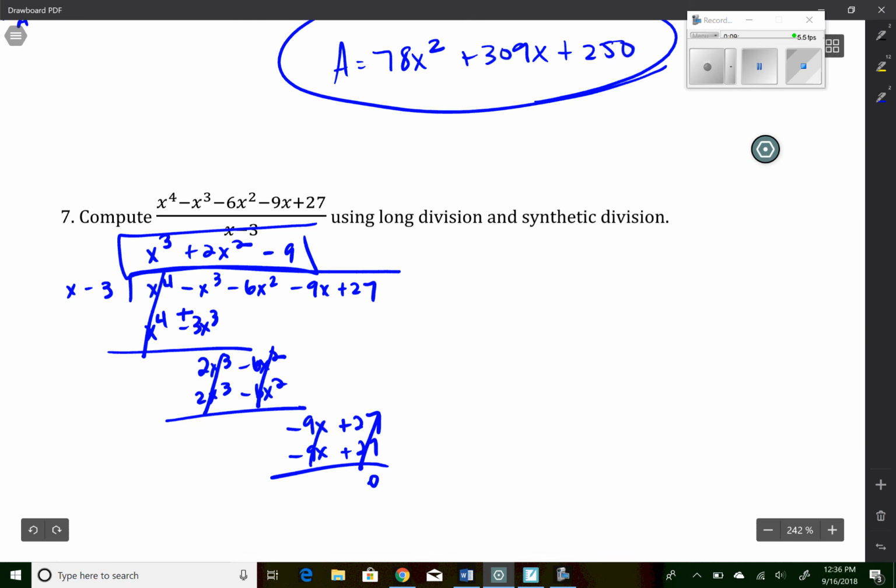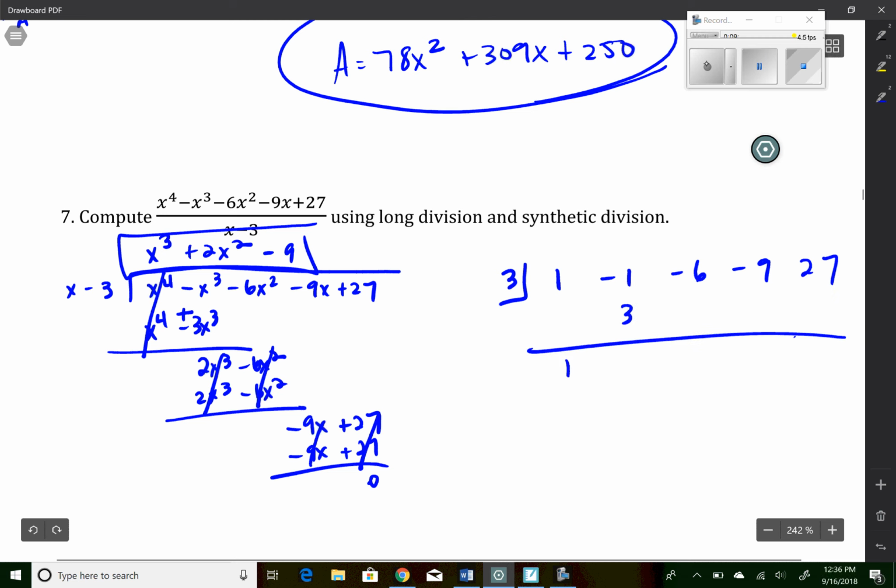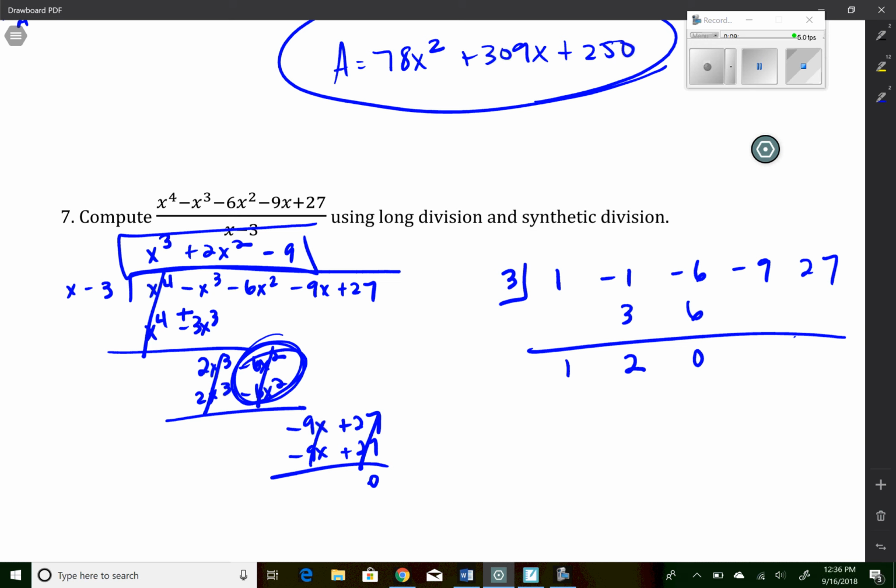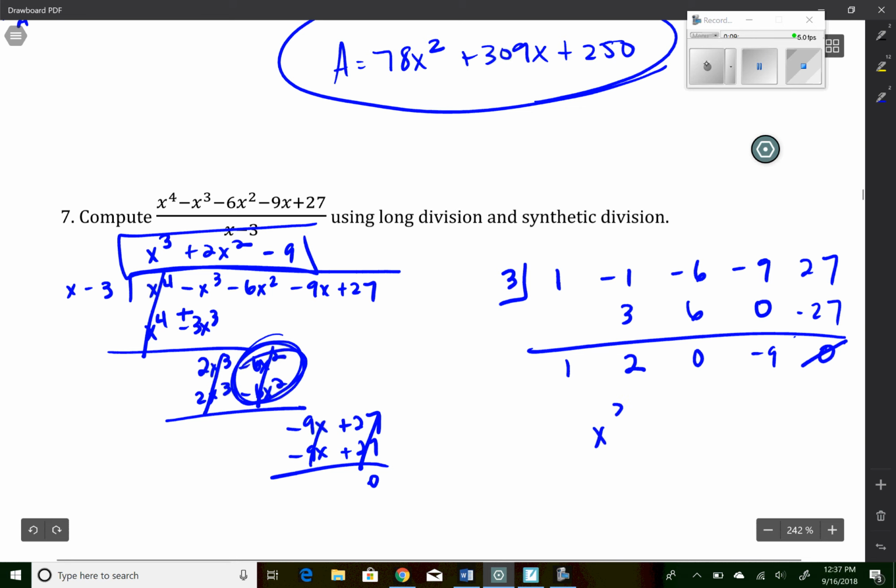Now, if I was to do this with synthetic division, I'd put 3 in the box. I'd have 1, -1, -6, -9, and positive 27. The 1 comes down. 1 times 3 is 3. That makes 2, 6. The 6's become a 0. Notice that happened here too, which is why synthetic division is kind of like the same process, just quicker. 3 times nothing is nothing. And if we finish up, we have a remainder of 0. So we wind up getting the same exact answer, which should happen because they're just different processes for the same exact operation.